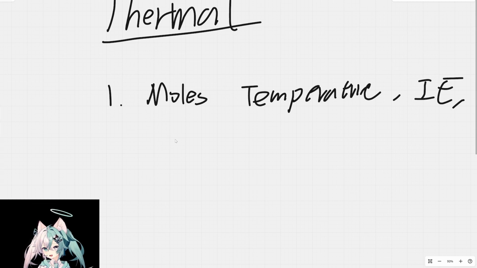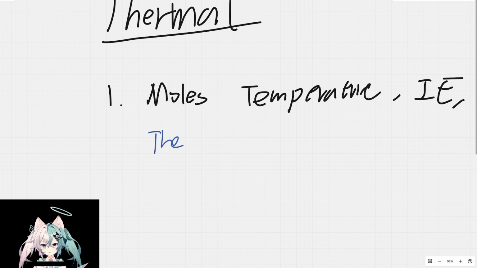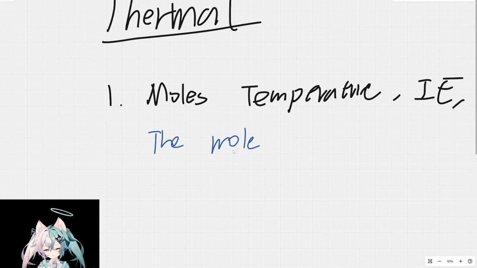So firstly, what we have is the mole. Note that it is one of the SI units. It is a measure of the amount of substance, the quantity of the thing. The way that we define a mole is that a mole is equal to the quantity of substance that contains an Avogadro constant number of particles.